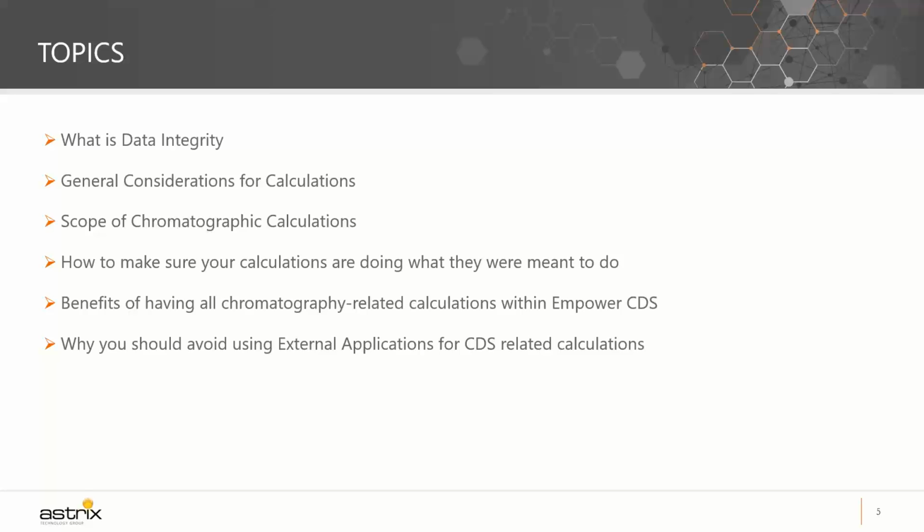General considerations for calculations and scope of chromatographic calculations. We will define the characteristics for robust and compliant calculations, and we will identify which calculations should be done in the CDS and which ones should be avoided. How to make sure the calculations are doing what they are meant to do. We will identify some of the pieces that you need to put in place to create evidence that they are doing what you expect.